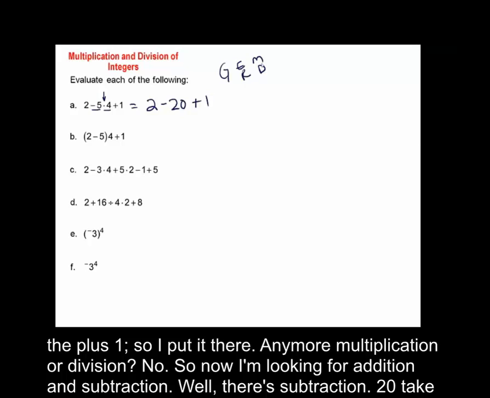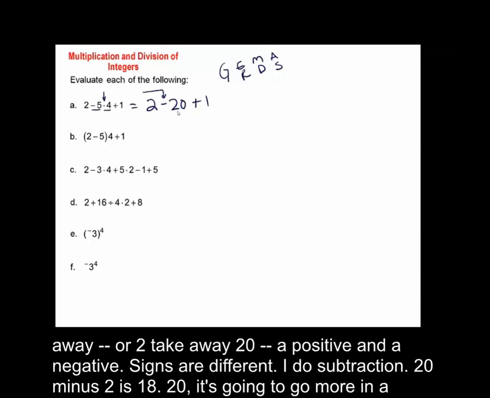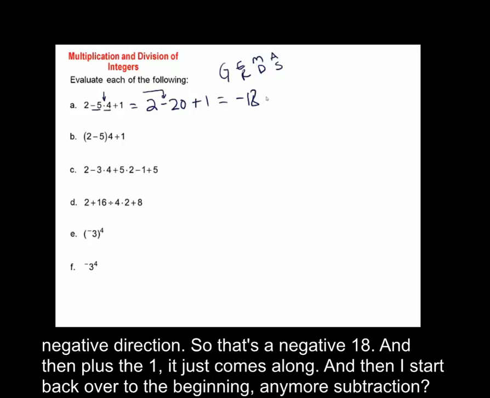Any more multiplication or division? No. So now I'm looking for addition and subtraction. Well, there's subtraction. 2 take away 20, a positive take away a negative. Signs are different, so I do subtraction. 20 minus 2 is 18. It's going to go more in the negative direction, so that's a negative 18. And then plus the 1, it just comes along.